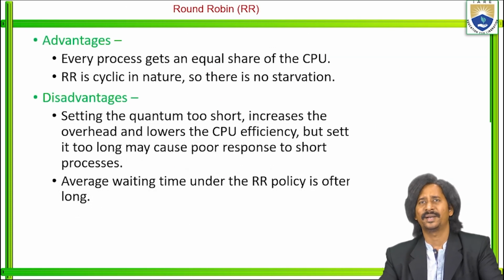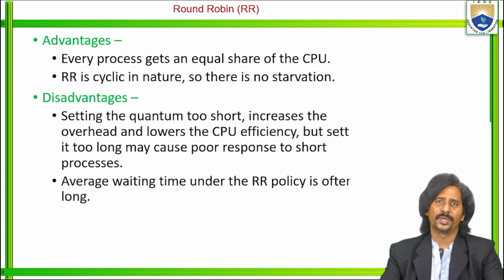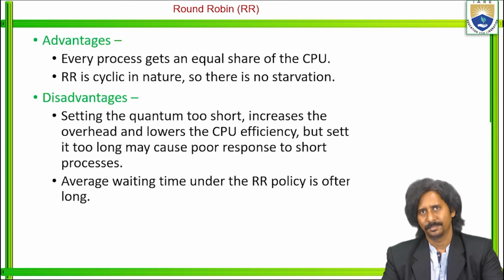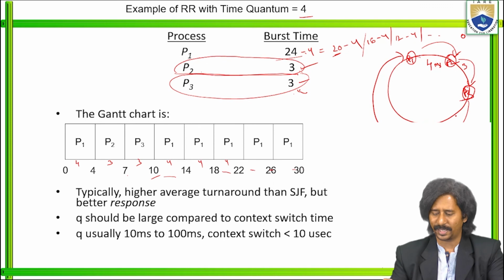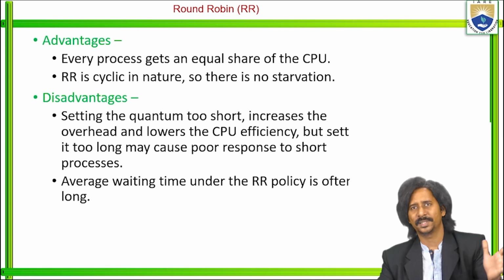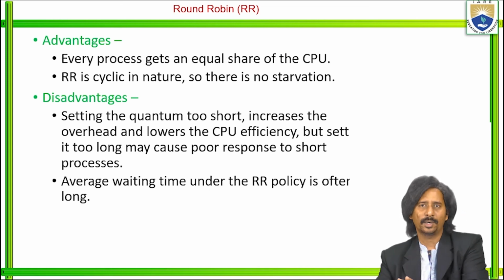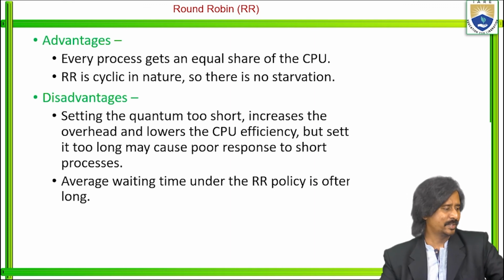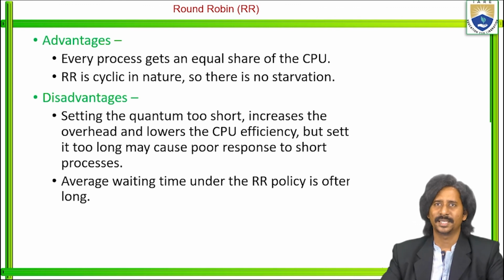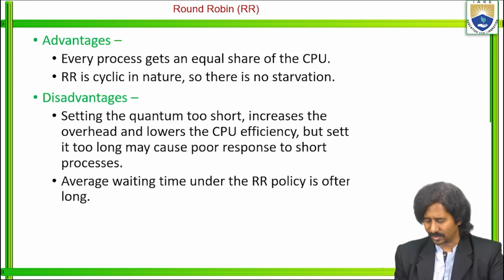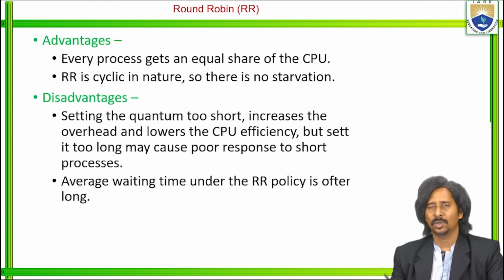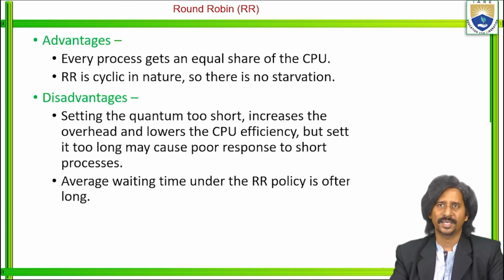What are the advantages and disadvantages of the round robin scheduling algorithm? The first advantage is that every process gets an equal share of the processor. As already explained, whatever the burst time, based upon the time quantum the processor executes 4 milliseconds, then the next 4 milliseconds of the next process. Round robin is cyclic in nature, like a circular fashion, so there is no starvation.